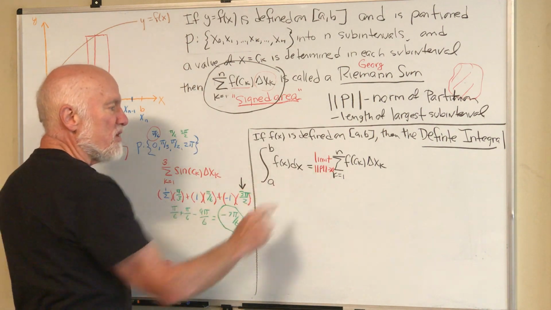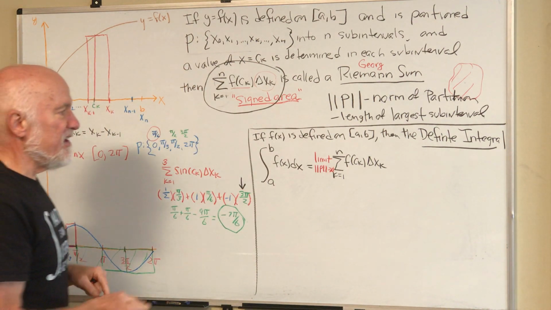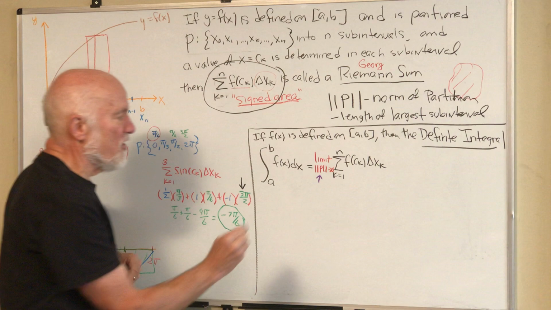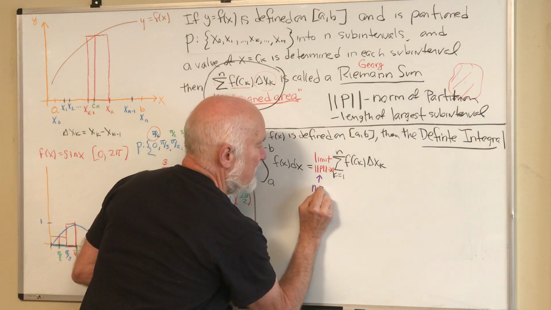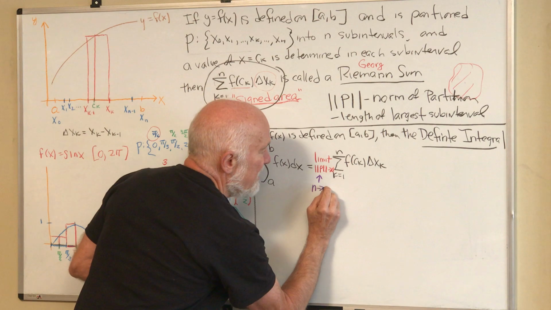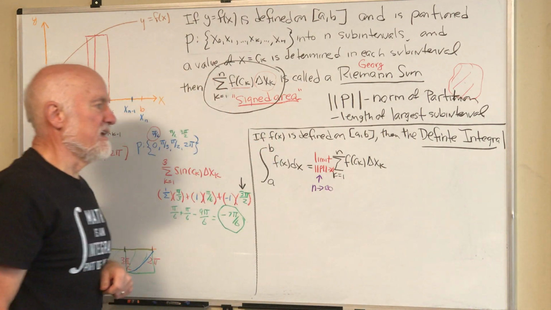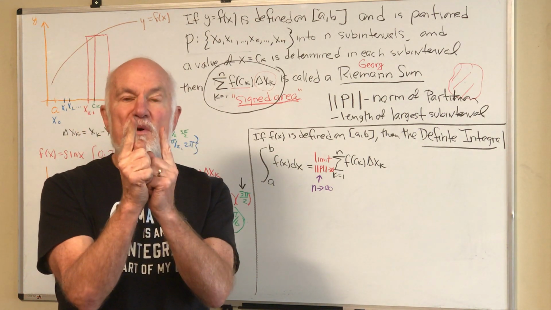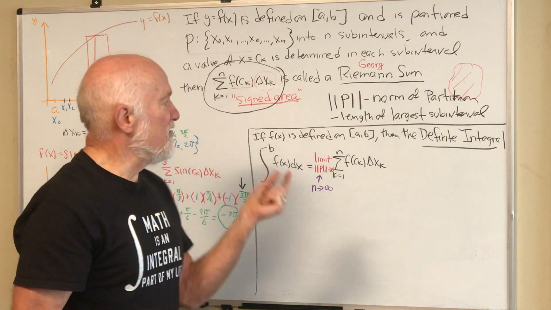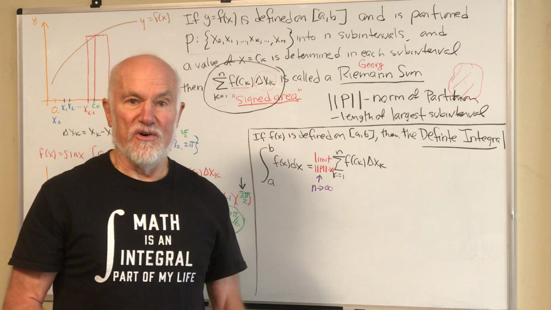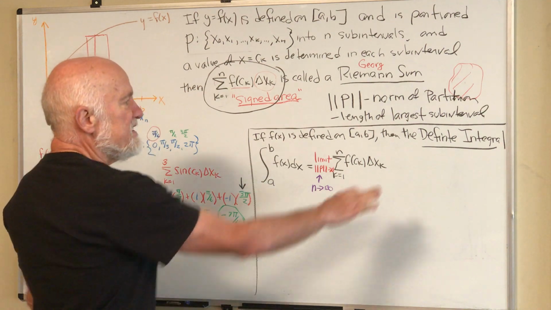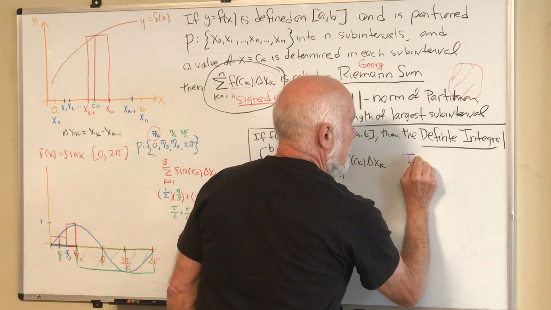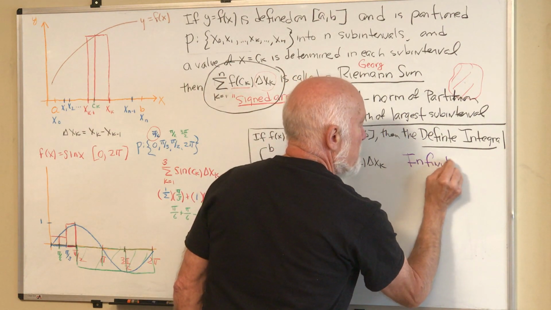So this is how most books note it. I personally like to say, instead of the largest partition size approaching 0, the number of subintervals is approaching infinity. So you can kind of see that as the number of partitions approaches infinity, the largest partition size is going to approach 0. So what a definite integral really is, is an infinite Riemann sum.